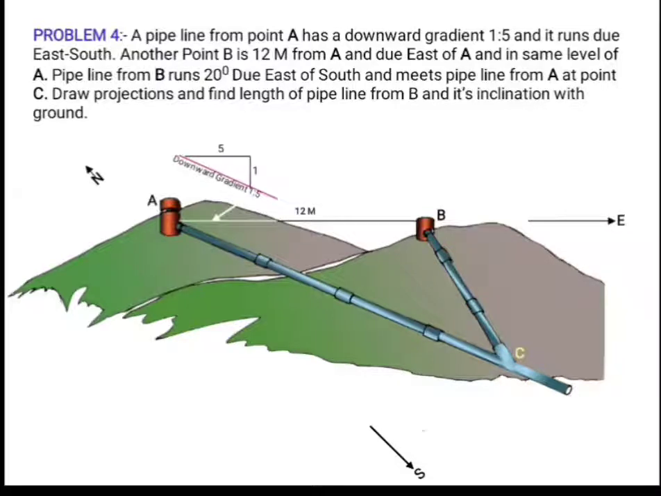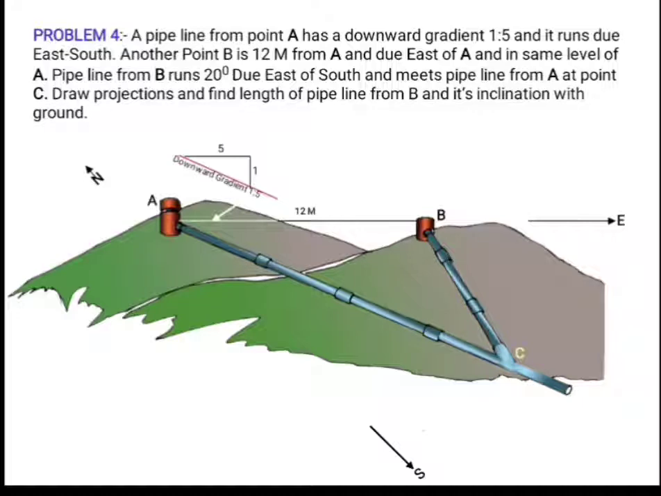Here, a pipeline from point A has a downward gradient 1:5, and it runs due east-south. Another point B is 12 meter from A and due east of A and in the same level of A. Pipeline from B runs 20° due east of south and meets pipeline from A at point C. Draw the projections and find the length of pipeline from B and its inclination with ground.